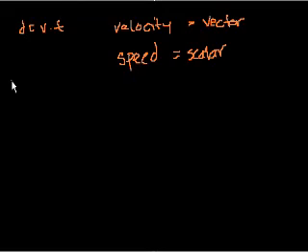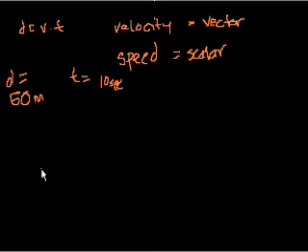Let's say I went 50 meters. So distance is equal to 50 meters. And time, well, you could say change in distance and change in time, but for the problems we'll do, it doesn't make a difference. Let's say the time is 10 seconds. So if we use that formula, we have 50 meters is equal to velocity times 10 seconds.